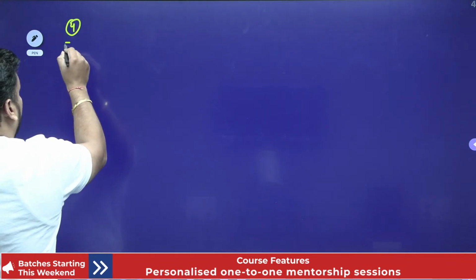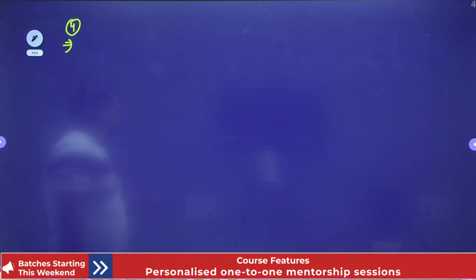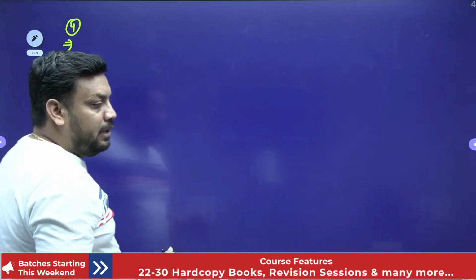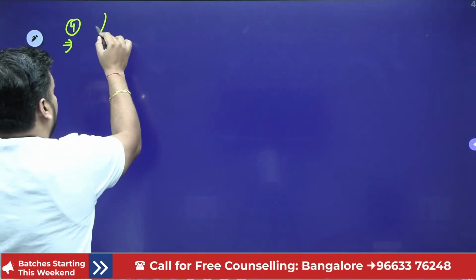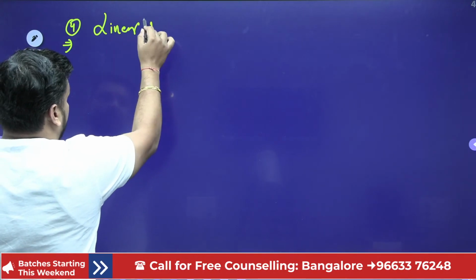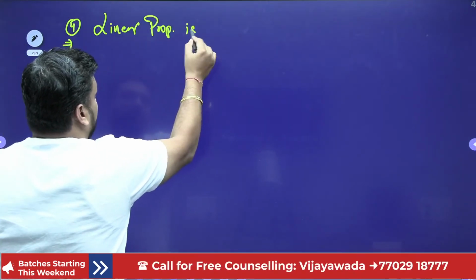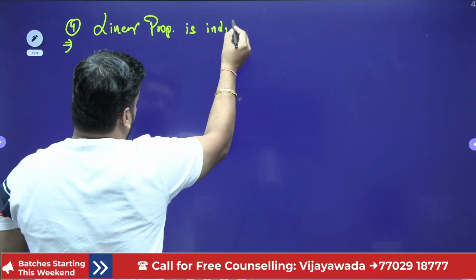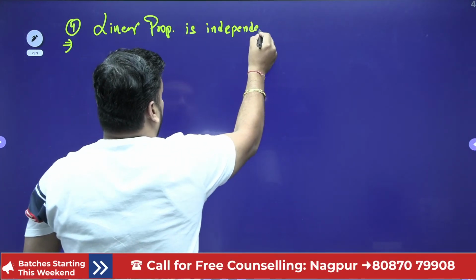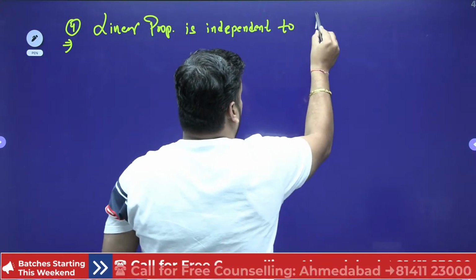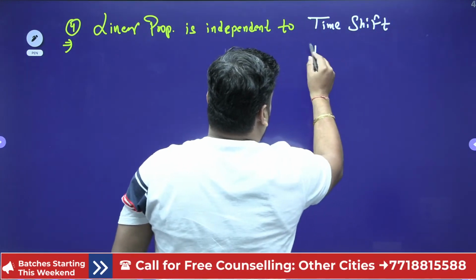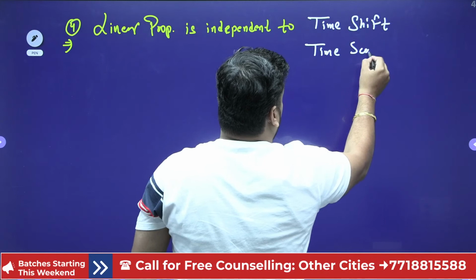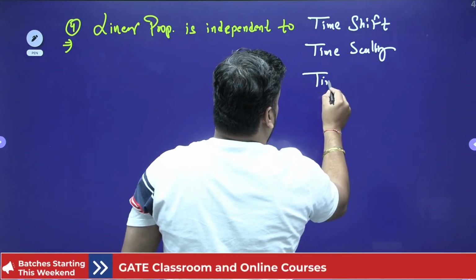Shall I also make that, guys? Shall I also make that linear property is independent to time shifting, time reversal, and time scaling. So you can write linear property or linear system: linear property is independent to time shifting, time scaling, time reversal.